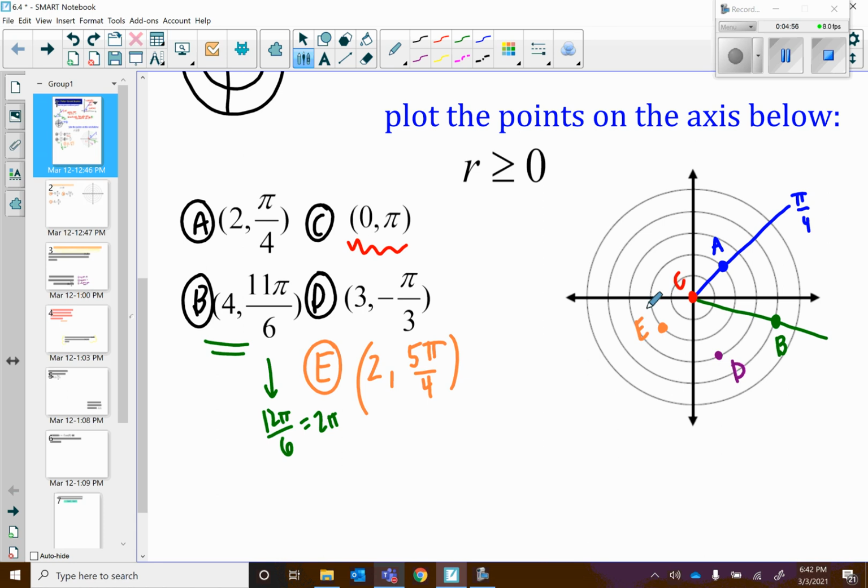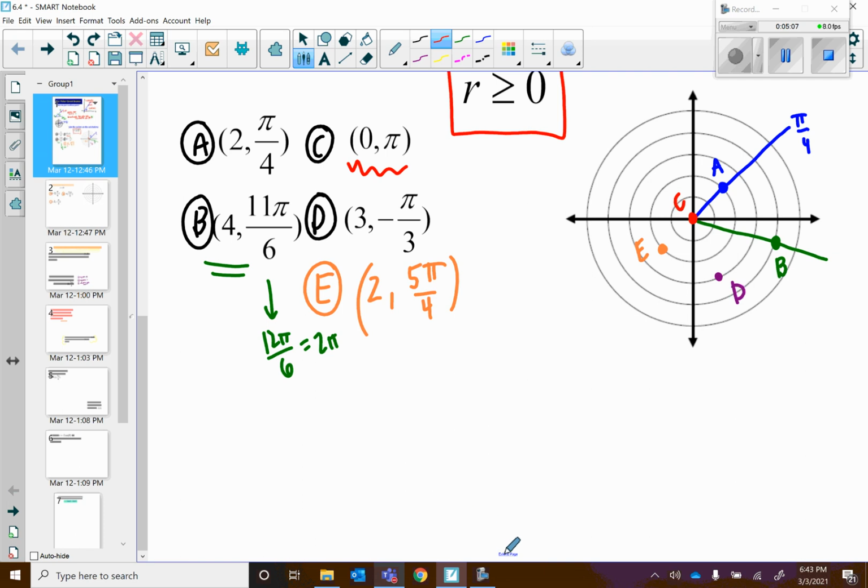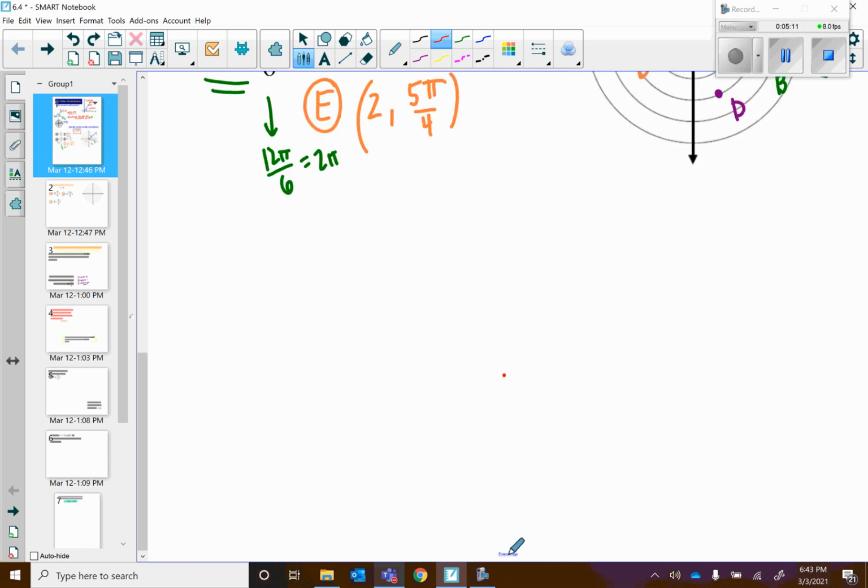But notice, in each of these, the radius is positive, greater than 0. Well, what if we are given a point where our radius is not positive? Because that's an option here. So what if our radius is less than or equal to 0? What if our radius is negative?